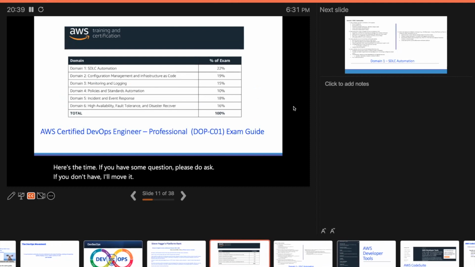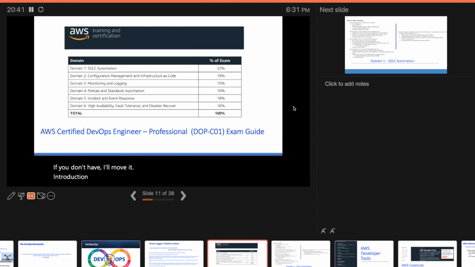Now, an introduction about the certification exam. If you're not planning to write it, don't worry, we'll still have a lot of things to cover. If you're planning to write the exam, this is for you. But it makes sense for you to learn every step here, all the domains.